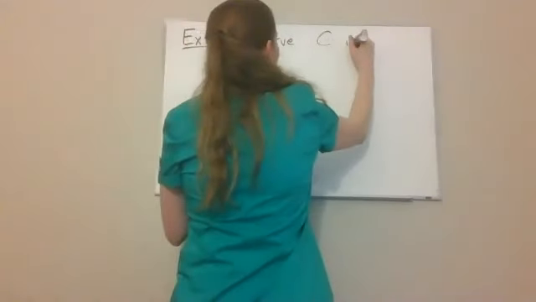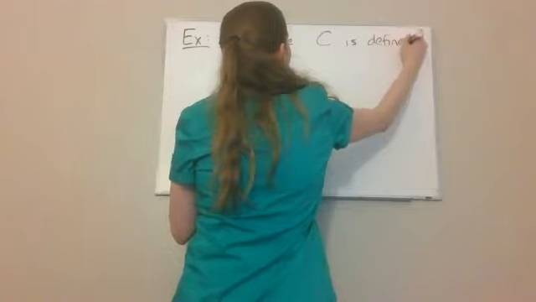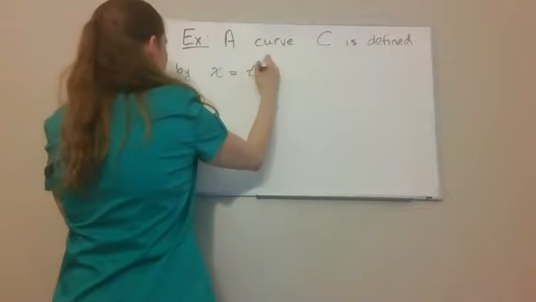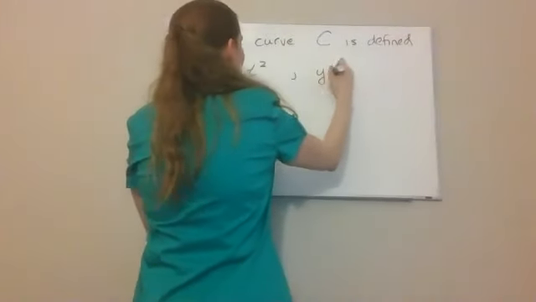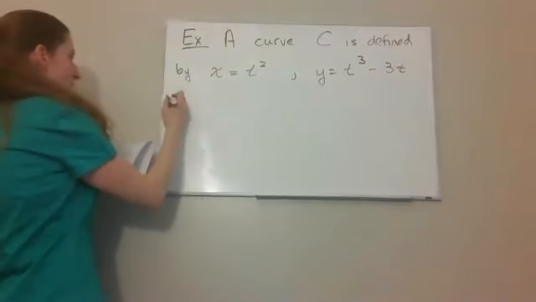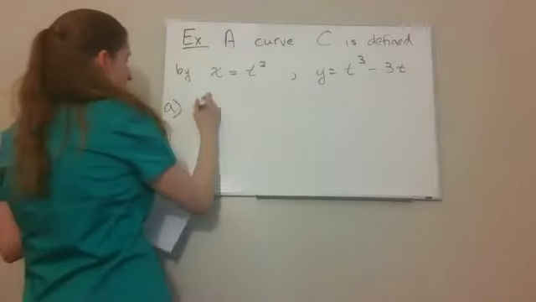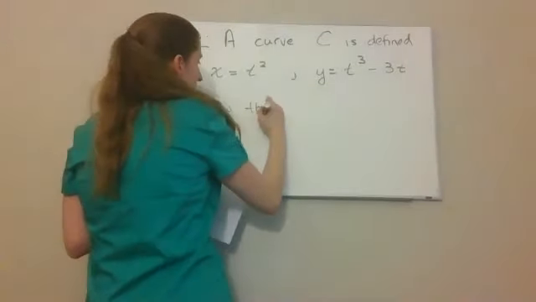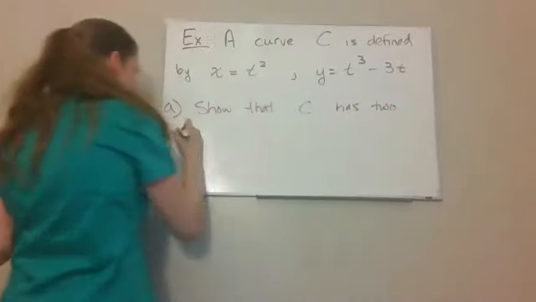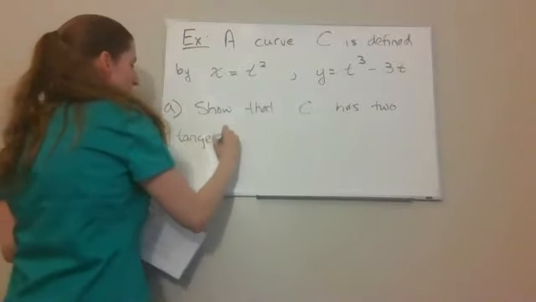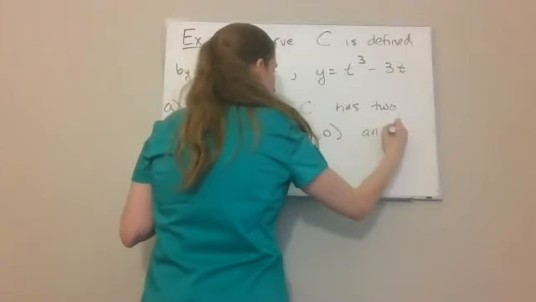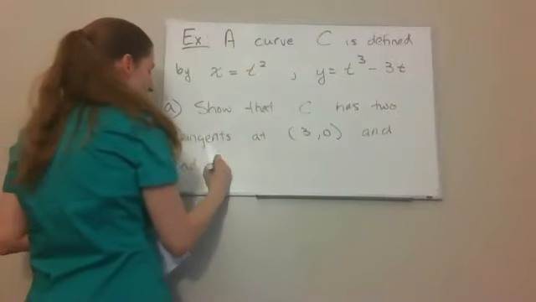A curve C is defined by x equals t squared and y equals t to the third minus 3t. And the first thing we want to do is show that our curve C has two tangent lines at the point (3, 0). And let's find the equations.